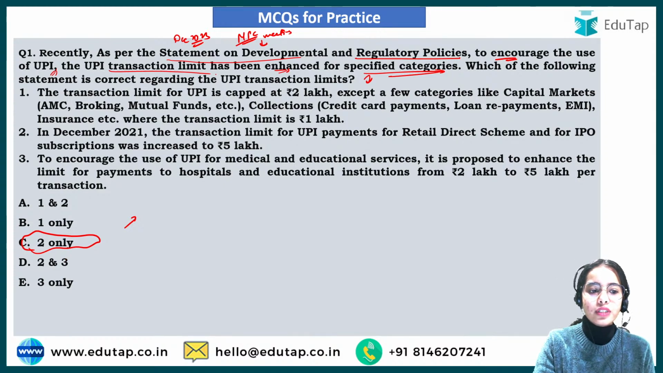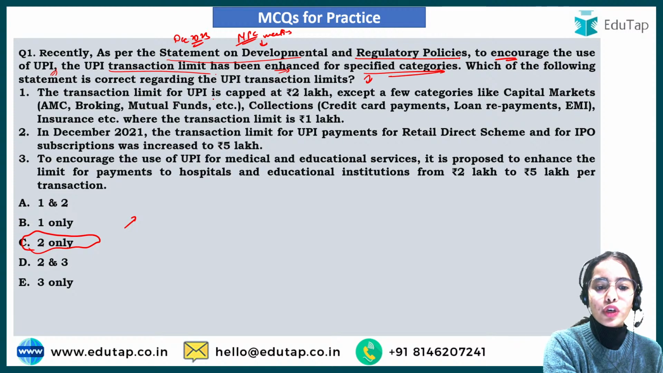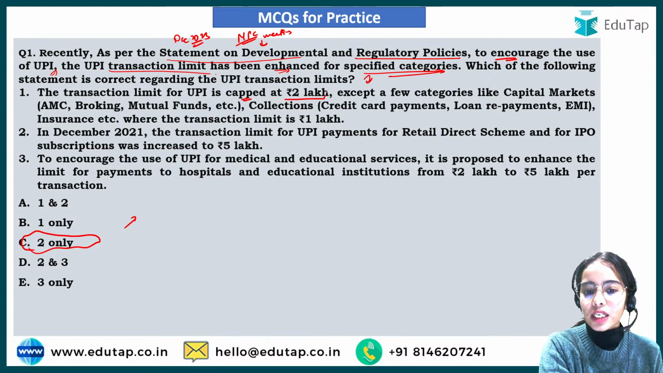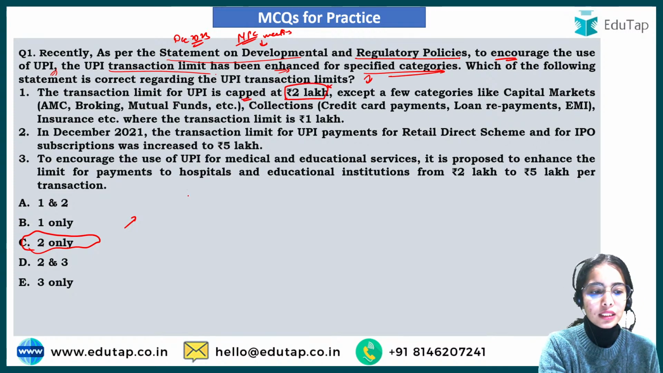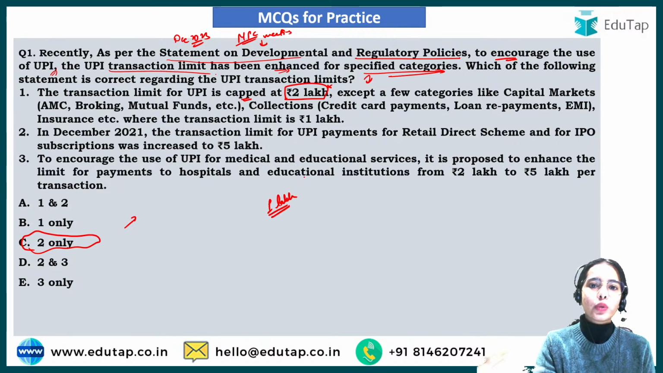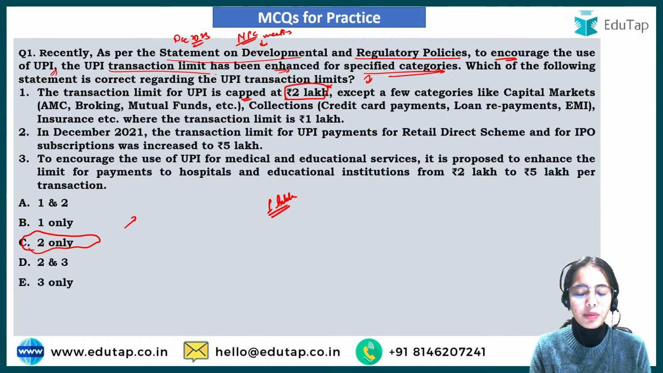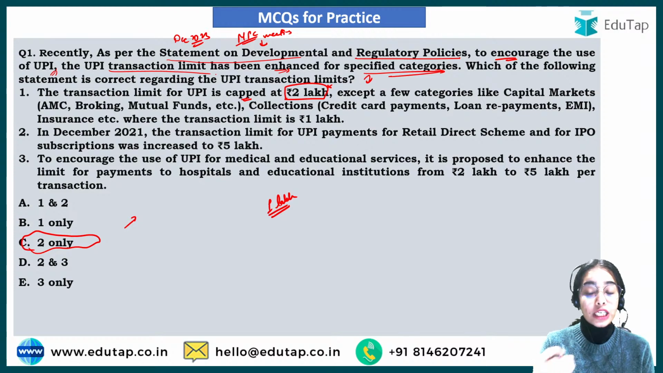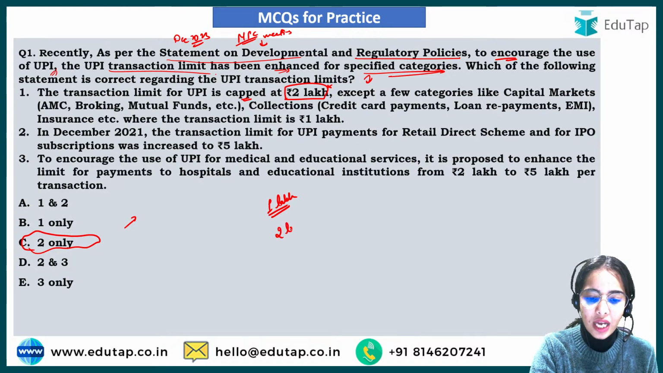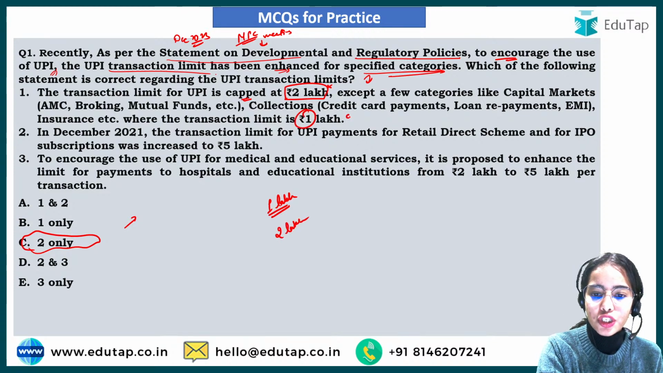See, the first statement is saying that the transaction limit for UPI is capped at 2 lakh. That is wrong. The UPI transaction limit is 1 lakh, except a few categories, like capital markets, collections, credit card payments, loan repayments and insurance payments, where the limit is 2 lakh. So the limit here should be 2 lakh and the limit here should be 1 lakh.